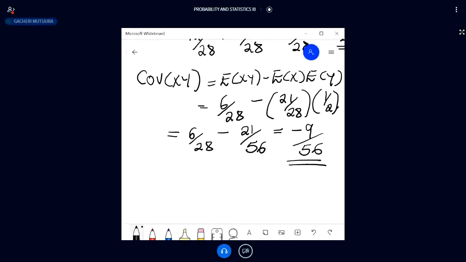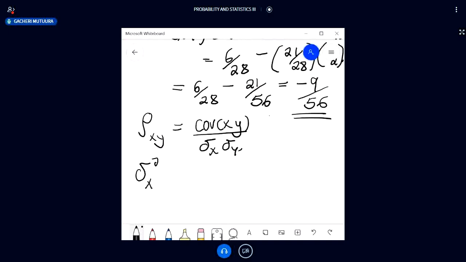Our correlation coefficient, rho xy, should be equals to covariance of xy all over sigma x, sigma y. So now here I'm saying we already have this covariance, so we just need to compute sigma x. We'll need the variance, and we know to compute sigma x, we are going to take the expected value of x squared minus expected value of x squared. That is what we define the variance as.